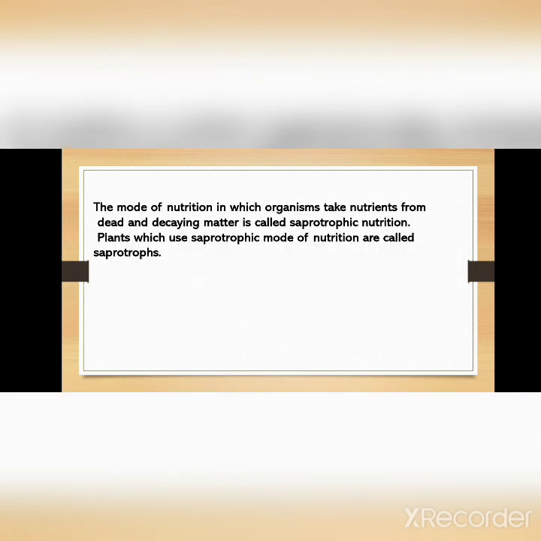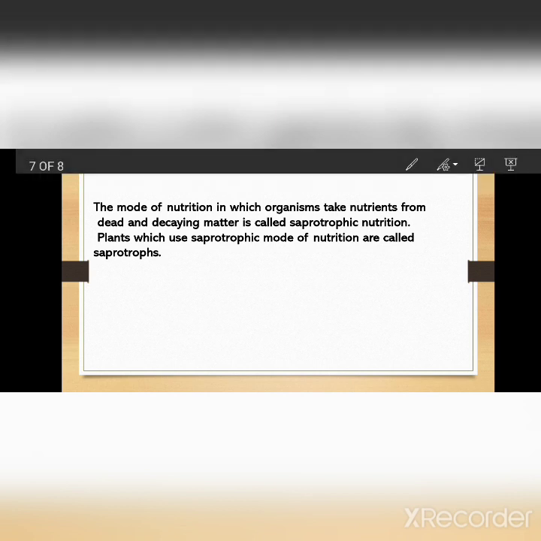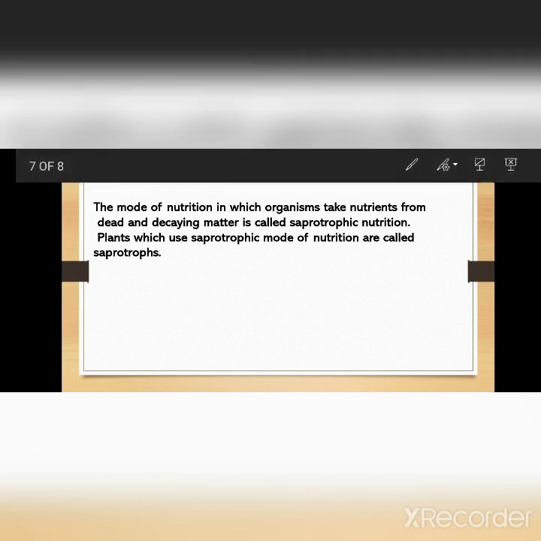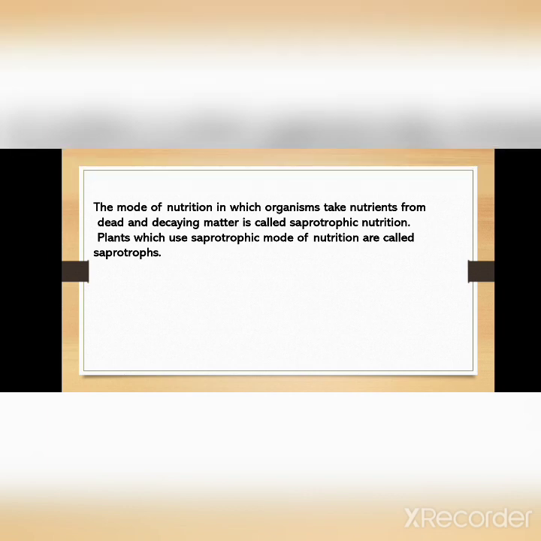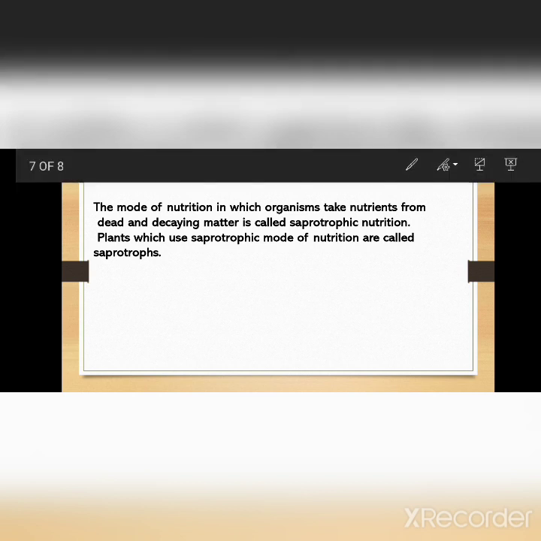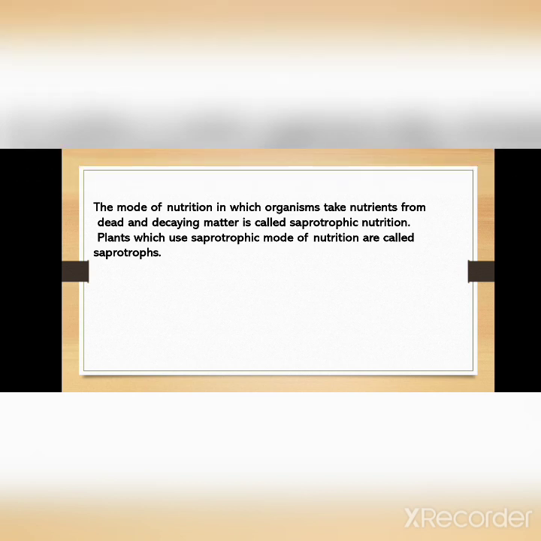The mode of nutrition in which organisms take nutrients from dead and decaying matter is called saprotrophic nutrition. Plants which use the saprotrophic mode of nutrition are called saprotrophs. You might have also seen fungal growth on pickles, leather clothes, and other articles, isn't it? During the rainy season, they spoil many things.